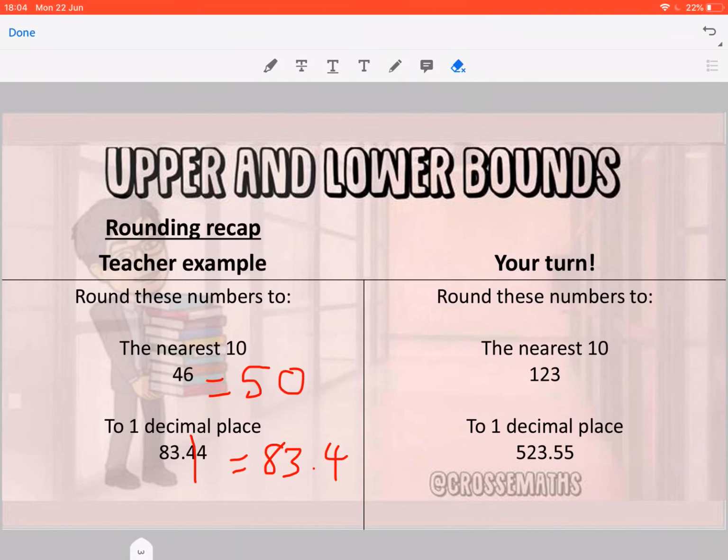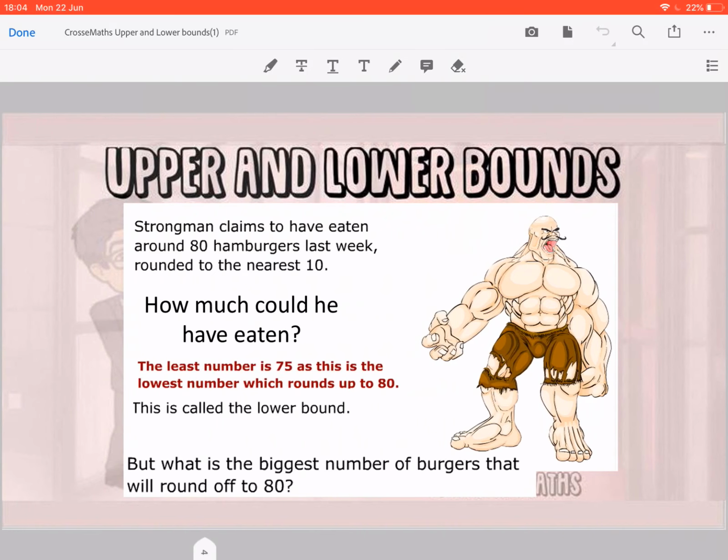We're doing rounding today, essentially, but we're doing it backwards. Okay, what we're doing is upper and lower bounds. Now, we've been given a number that's been rounded already. Strongman claims to have eaten around 80 hamburgers last week, rounded to the nearest 10. How many could he have eaten?